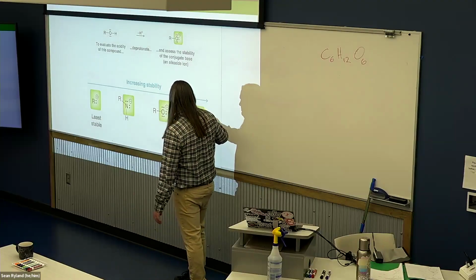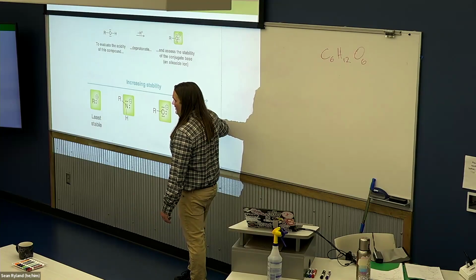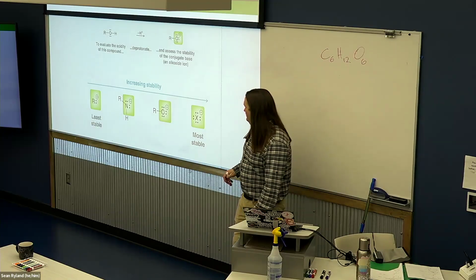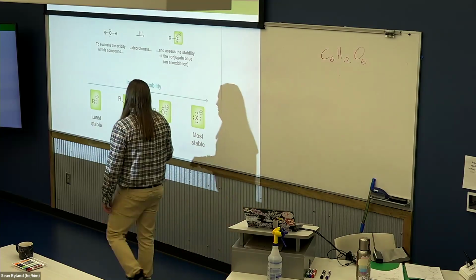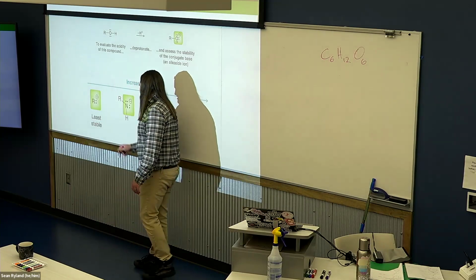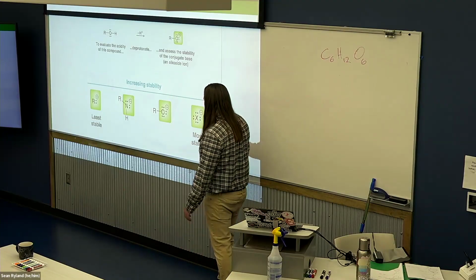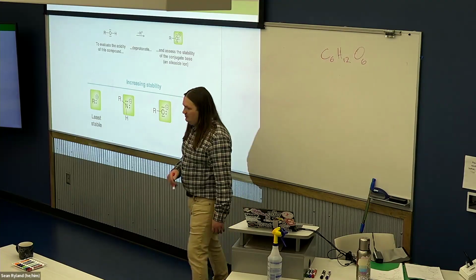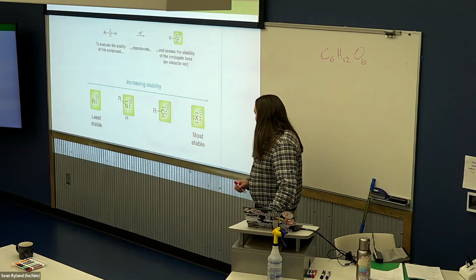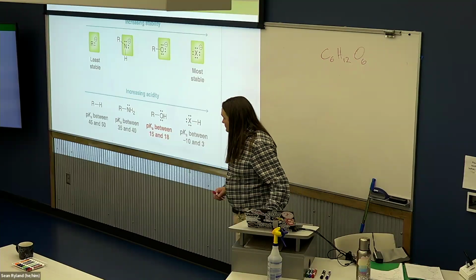And in general, things that are further to the right on the periodic table are going to be more stable when they're deprotonated. So a carbon is less stable when it's deprotonated than nitrogen. Nitrogen is less stable when it's deprotonated than oxygen, which is less stable than a halogen. So the right is more stable.